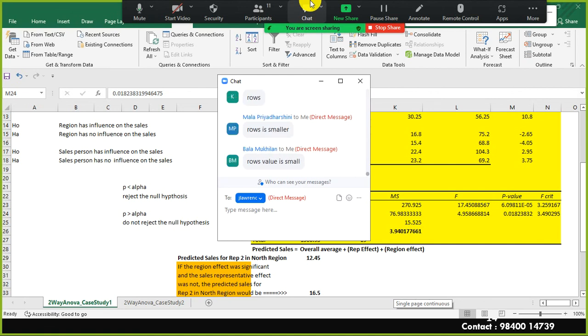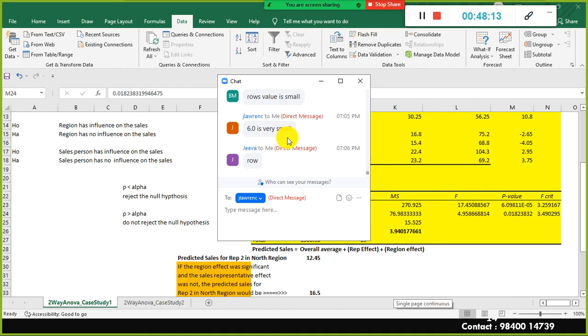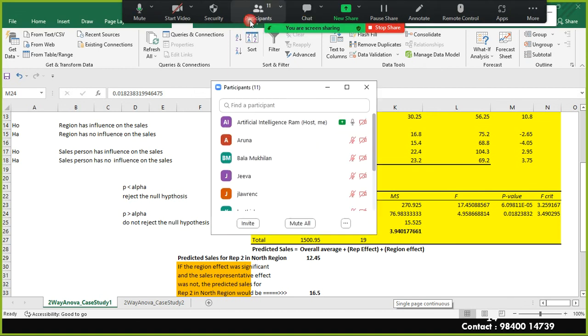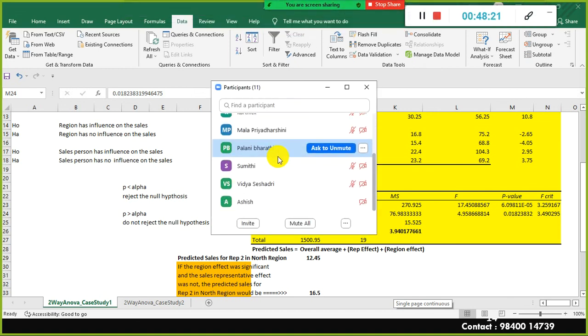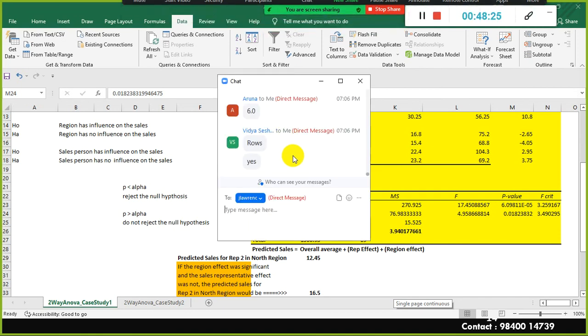Very good, Mala answered correctly. Rows is smaller. And Mukilan, very good. And Gilbert, very good. How about Jiva? Rows, very good. Okay, Aruna, very good, right? So this is the response. How about Vidya? Vidya, are you able to follow me? I think Vidya, you know statistics, right? I don't have to tell you.